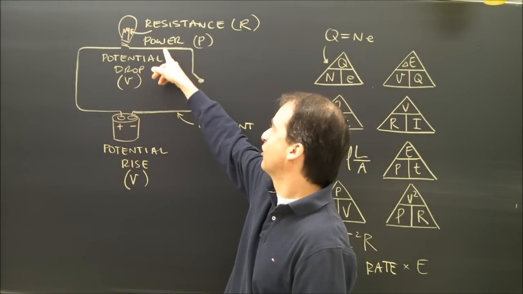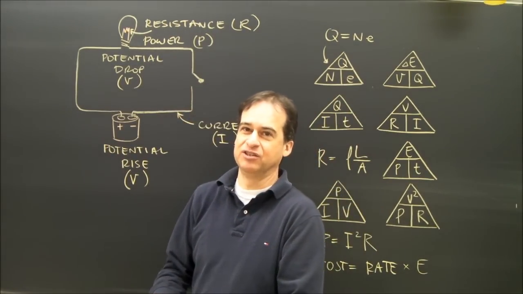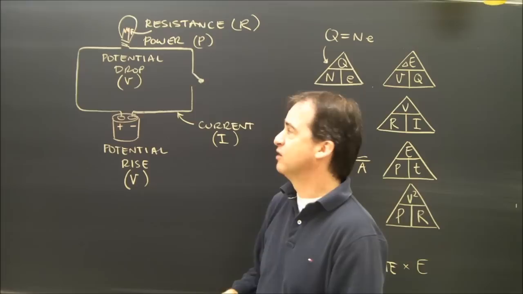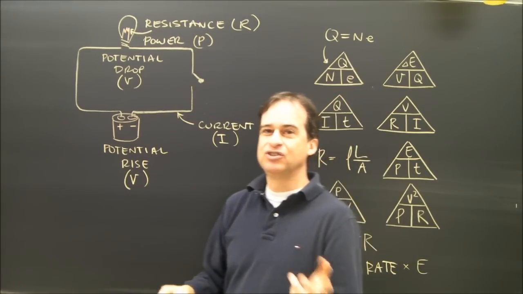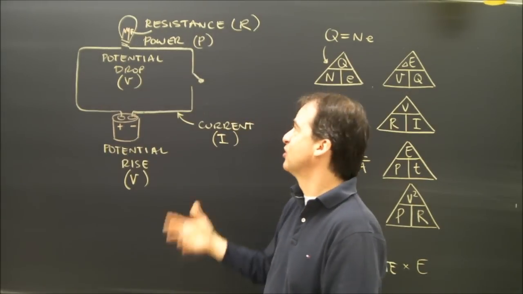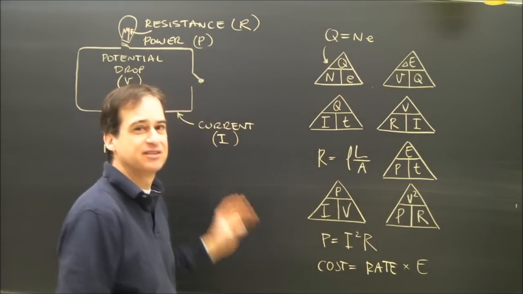There's something else we need to talk about, which is power. Power is how fast you use energy. So for instance, a 60-watt bulb, that's the units of power as watts, uses 60 joules of energy every second. And a 100-watt bulb would use 100 joules every second. So we have to have formulas that relate all of these things together.